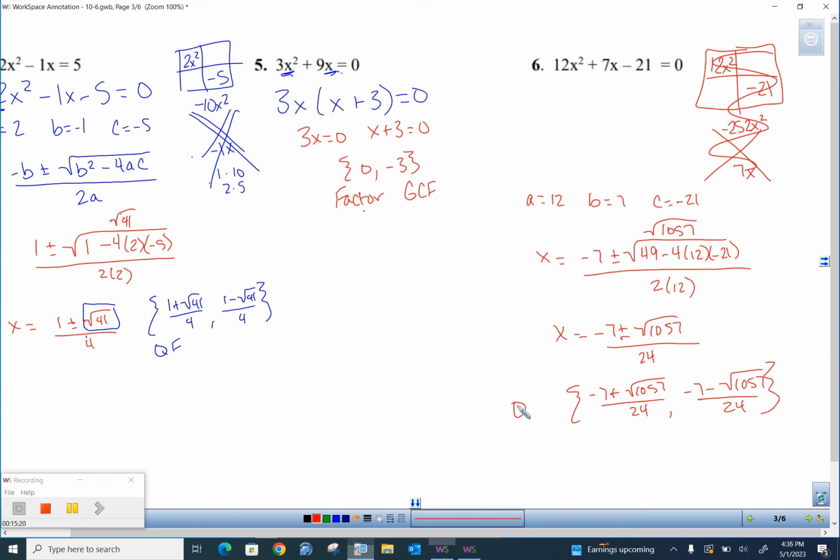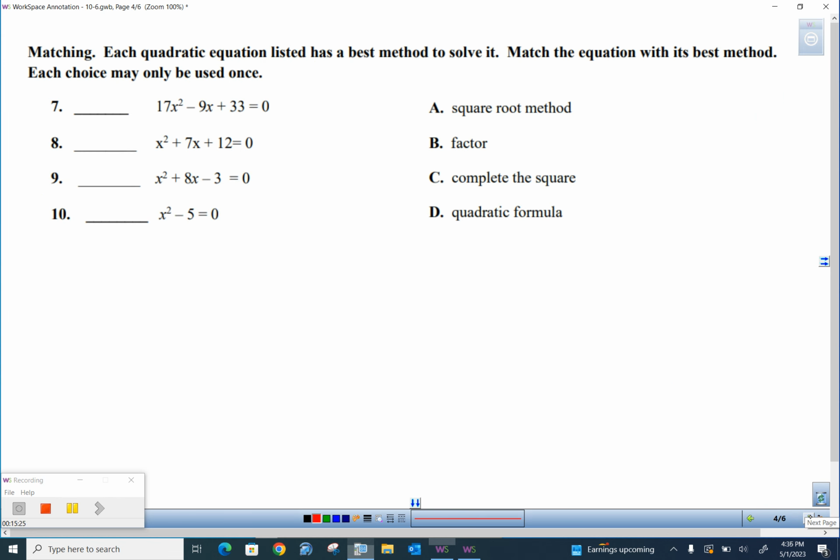So another quadratic formula. Okay. I want you to go through and decide which method would be best, just thinking through those steps that we were talking about. Okay, so pause the video and try 7 through 10 for me.